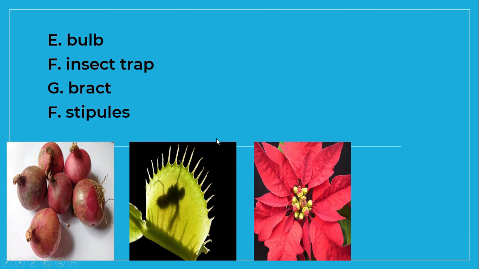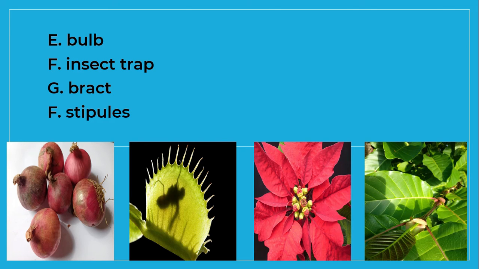And last, we have the stipules. Etong mga stipules na to are modified leaves that offer protection and carry out photosynthesis and are characterized by small leaflets at the base of the petiole. So makikita natin to, ito yung tinatawag natin na stipules. And meron tayong 8 examples ng modified leaves tulad ng succulents, spines, tendrils, reproductive leaves, bulb, insect trap, bract, and stipules.